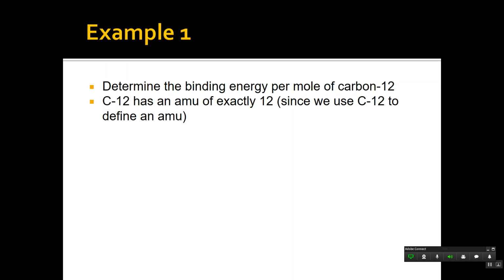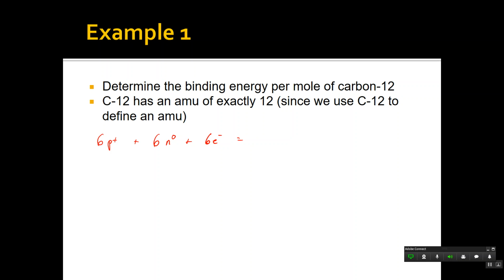So if I want carbon 12 specifically, that means I need a specific number of neutrons, protons, and electrons. So I have 6 protons plus 6 neutrons plus 6 electrons. Can you guys give me what that mass is in AMU? All right. So that's the mass of my atom in AMU.